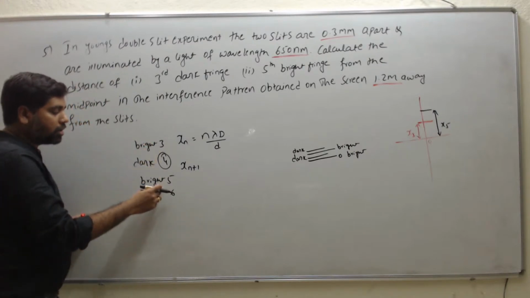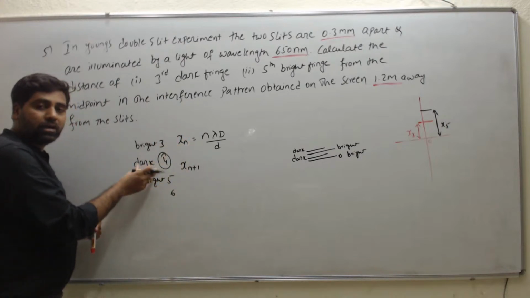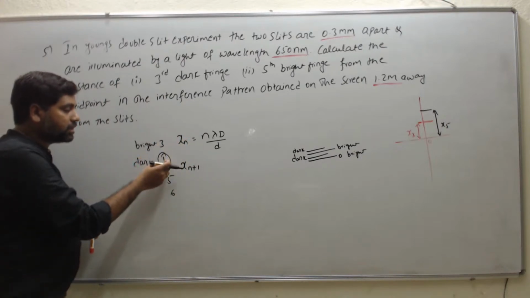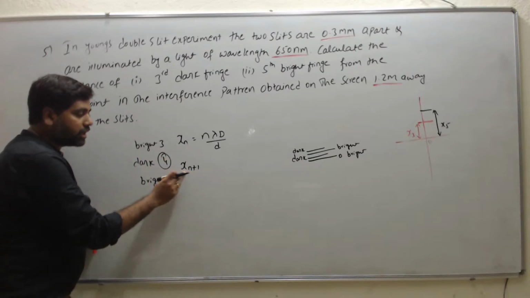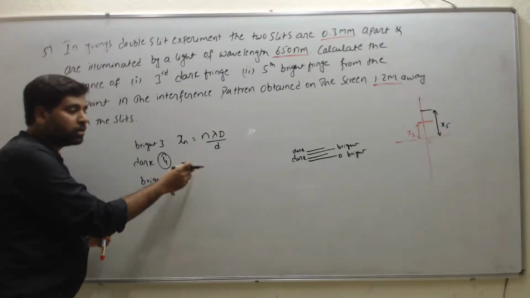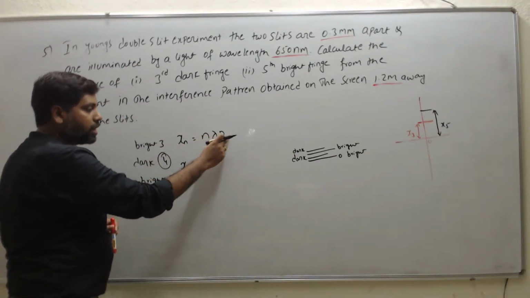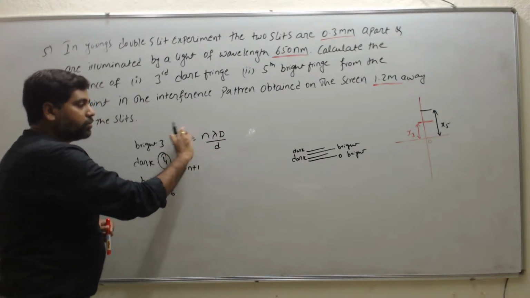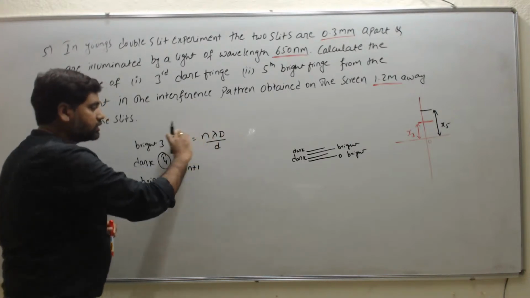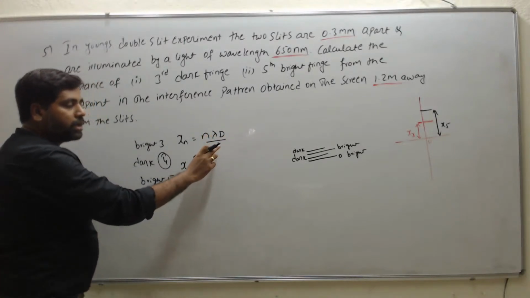So alternate we have dark and bright. If xn is the bright fringe, then the dark fringe is 3 plus 1. That's why we wrote n plus 1. Understand this one? So this is for the bright fringe, xn is equal to n lambda D divided by d. This one is the central bright fringe. That's why we wrote the xn value as n lambda D divided by d.